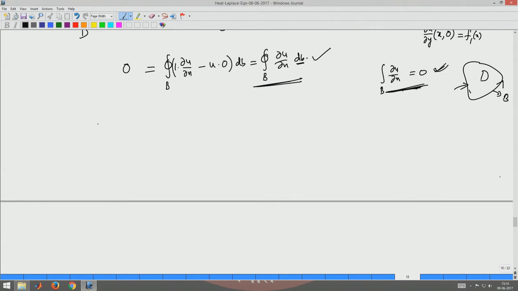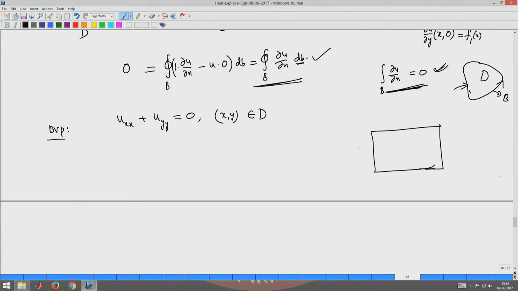So, the boundary value problem definition goes like this: uxx plus uyy equal to 0, where x y belongs to the rectangular domain D. You have this.